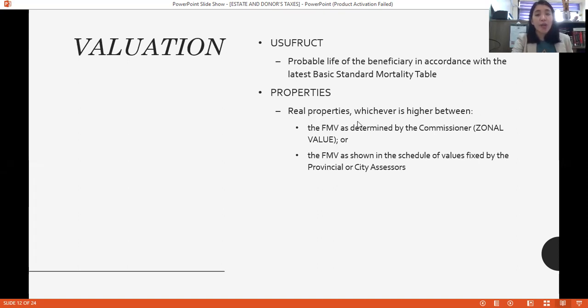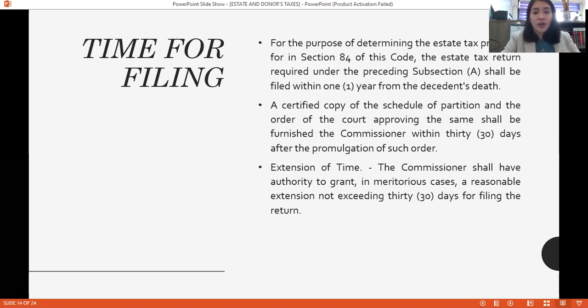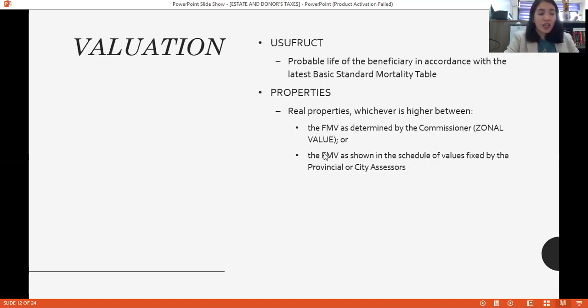So, how do we value properties? Kapag yan ay real properties, whichever is higher between the fair market value as determined by the commissioner or the fair market value as shown in the schedule of values fixed by the provincial or city assessors. So with respect to personal properties, yung valuation natin ay based kung magkano yung purchase price ng property or fair market value niya at the time of death.